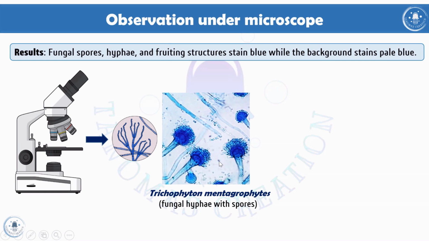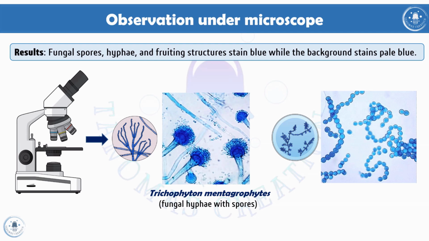Okay, now if we look at another example, here you can see this is another type of fungus and this is the microscopic image. This is the example of Aspergillus niger and these are the fungal spores. Now you can see here that the spores have taken the dense blue color while the background has taken pale blue color. Okay, now the structures are quite different from each other.